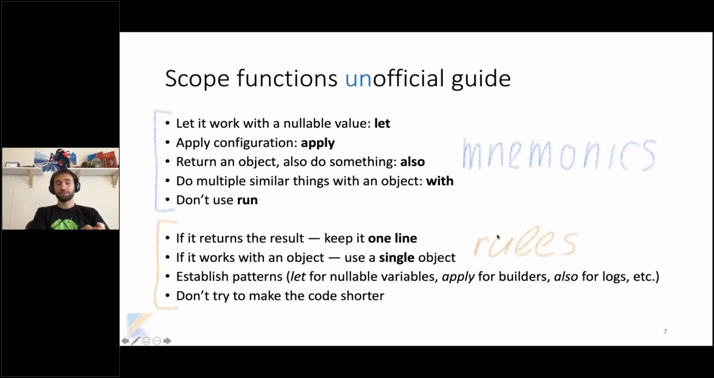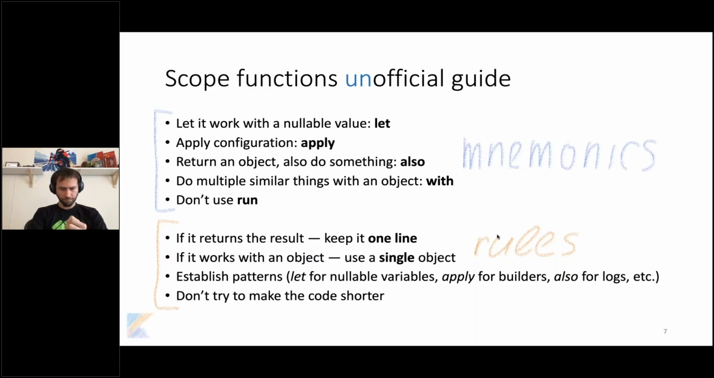And in addition to that, there are a couple of rules that can make your code better with scope functions. They're not hard rules, but they're good to follow. First of all, if you have a scope function that takes a lambda and returns the result, keep it one line. Then you don't have to guess what's the purpose of the lambda, whether to apply some configuration to the object or transform it. Let is a good example.